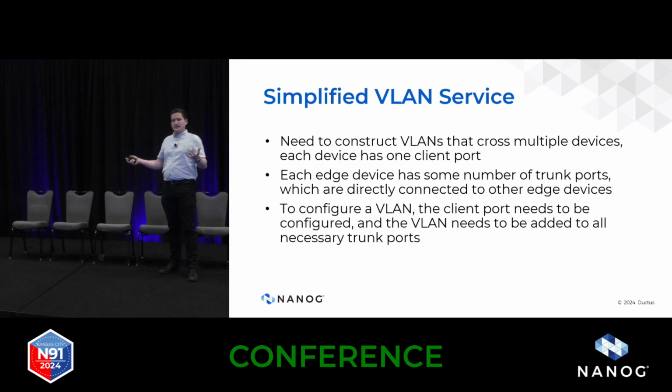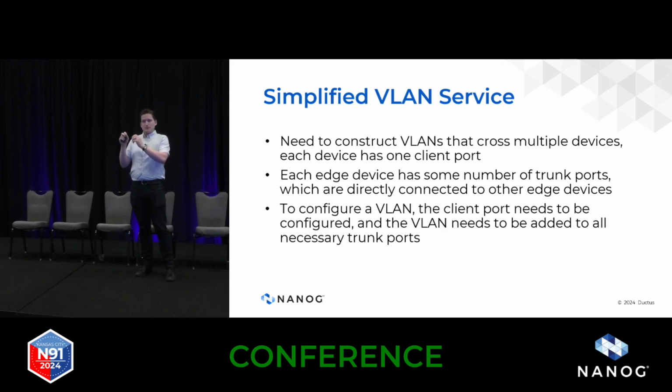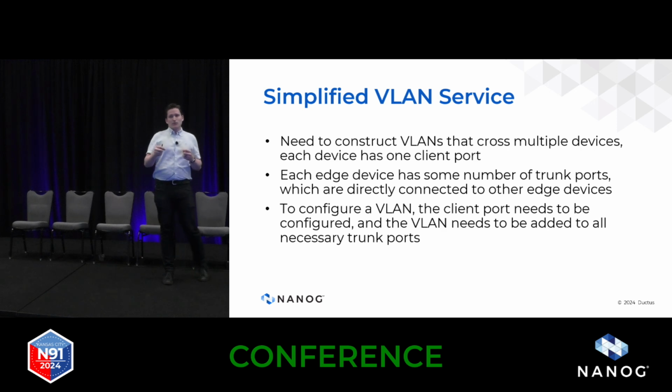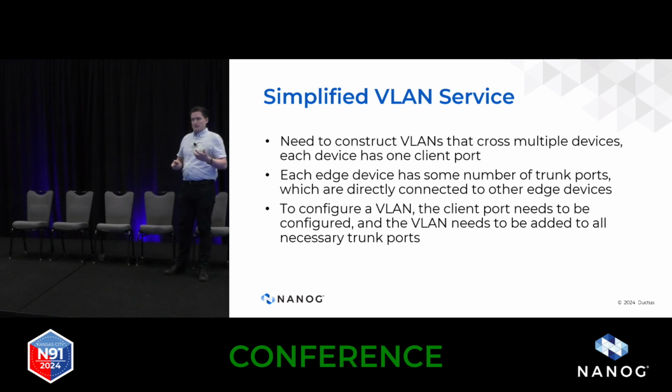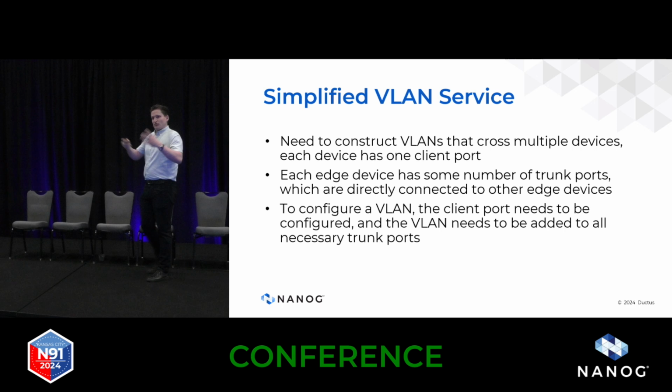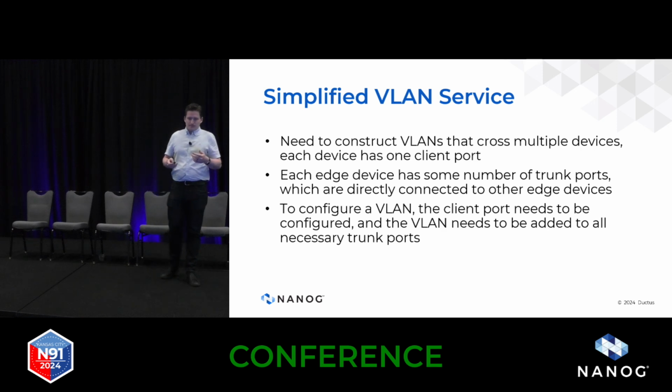So in order to set up the VLAN, we need to configure the client port, we need to put the VLAN on that client port, we need to create the VLAN on the device, and we need to add that VLAN into the applicable trunk ports. And we probably shouldn't just put it on every trunk port, because this could be a very large network, and maybe the traffic doesn't have to go out every trunk port. So how do we do that?